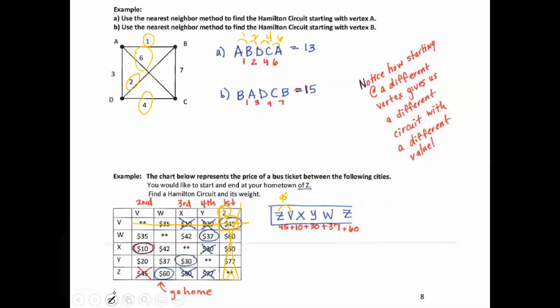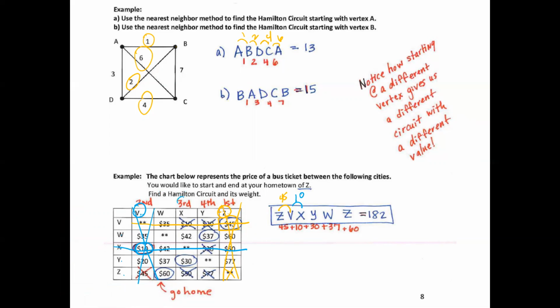So here we go. Next one I'm going to do is I'm going to take a look at the second one, which is V. Okay. So which one's the cheapest? V to W, V to X, V to Y, V to Z. The cheapest one here is $10, which is X. So then I'm going to cross out the V, cross out the X.